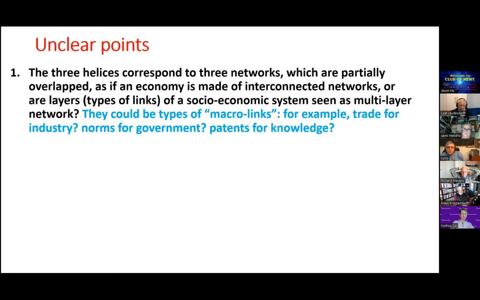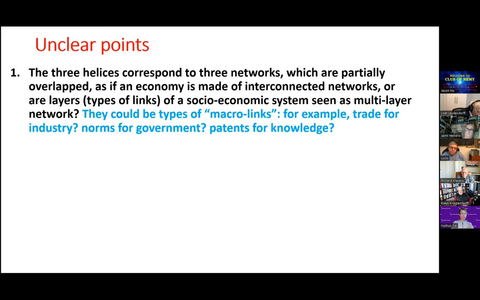So in other words, in this case, there could be types of macro links, for example, trade connections in the case of industry, norms in the case of government, patents in the case of knowledge. So this is one point that is unclear for me. That is, which of the two descriptions is actually proposed by the model.